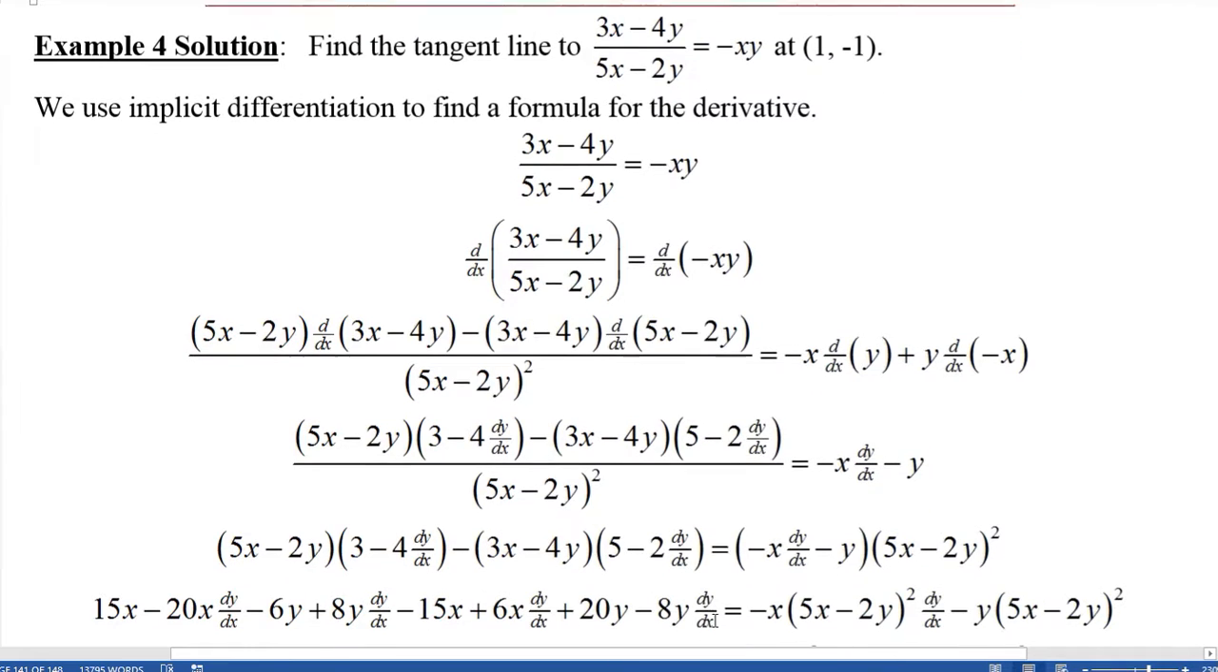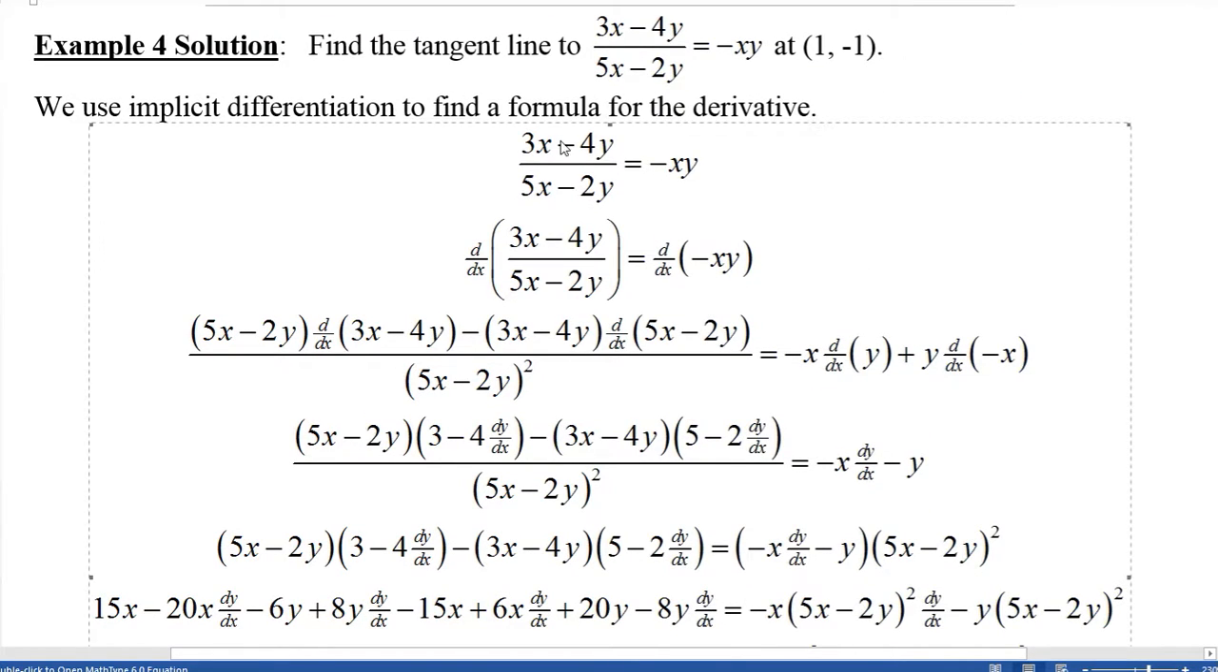Okay, let's find the derivative, dy over dx. To do that, we start by writing down the original equation just exactly as it is. Now, in this case, it might have been easier if I just multiplied both sides by 5x minus 2y. That probably would have been a better approach to this, but this gives us some practice doing the quotient rule, so why not? Let's just do it this way.